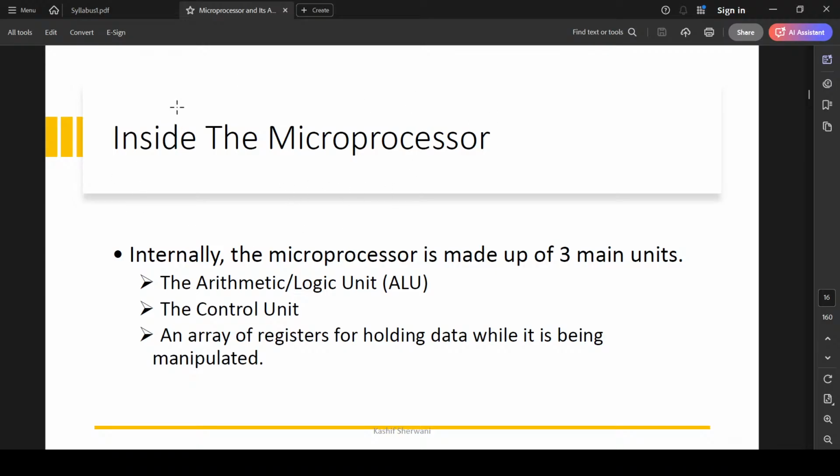Okay, next. Now we'll go deep inside the construction. Internally, the microprocessor is made of three main units. The one we discussed, the arithmetic and logical unit, the control unit, and now this is new, an array of registers for holding data while it is being manipulated. So I was saying the memory is the data collection when it is not in use, and the register is the data collection which stores the value when it is in use. So it is in the microprocessor only. So let's just write here: ALU, CU, and the third one is REG, registers.